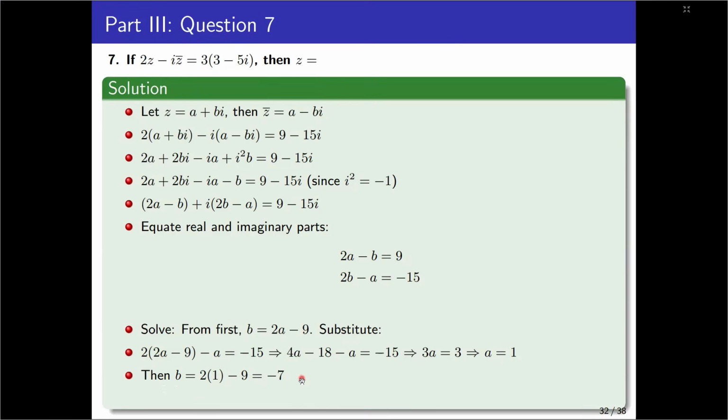Therefore, if you substitute a and b, z could be 1 minus 7i. So the final answer for this question is 1 minus 7i.